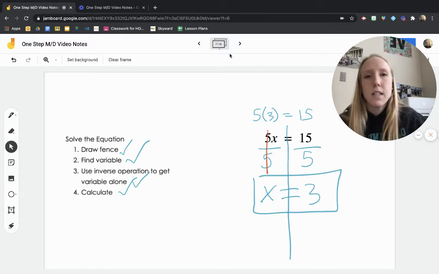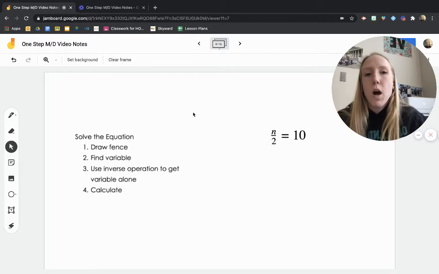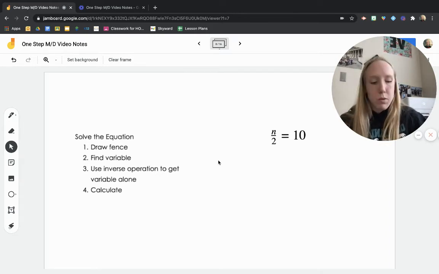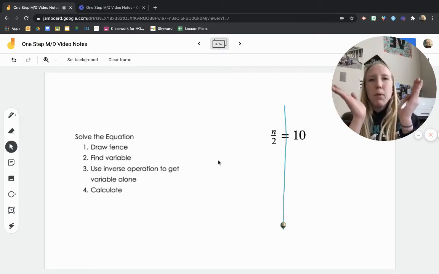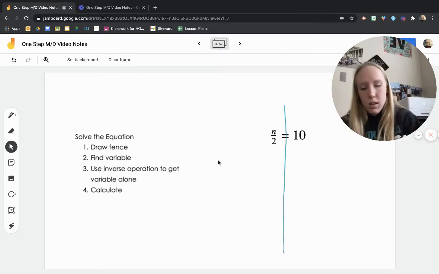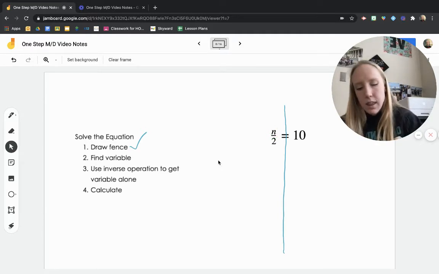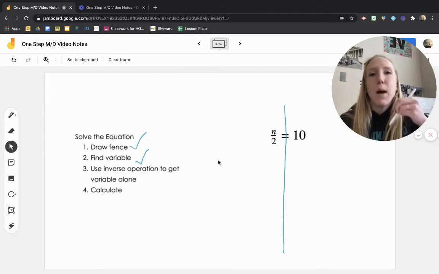All right. This next one, we're going to follow all of the exact same steps. I'm going to draw a line through the equal sign, draw our fence. It keeps those two sides separate. It keeps them equal. Now I'm going to find my variable. N is the variable because N is the letter. I notice that N is being divided by 2.